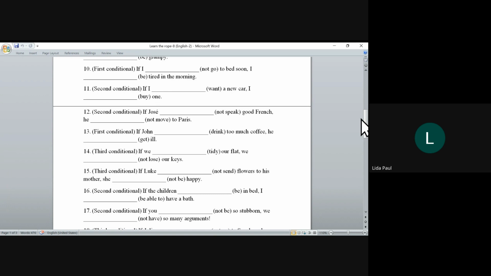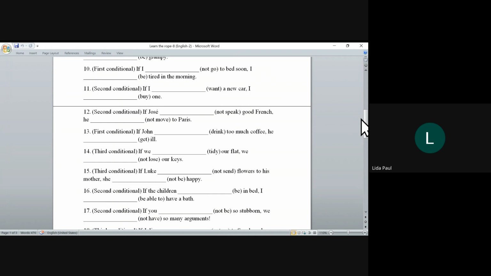If I want a new car, I buy one. Simple past tense and then would. So if I wanted a new car, I would buy one. Yeah. If I wanted a new car, I would buy one. Right.